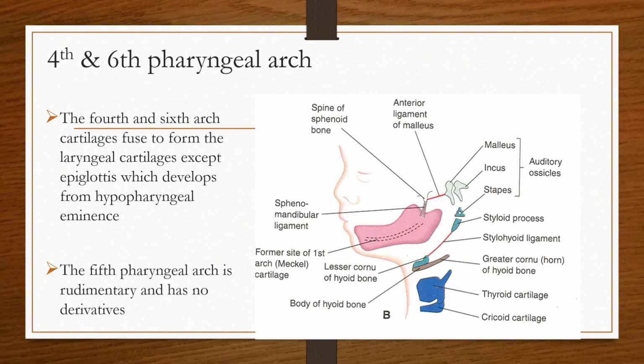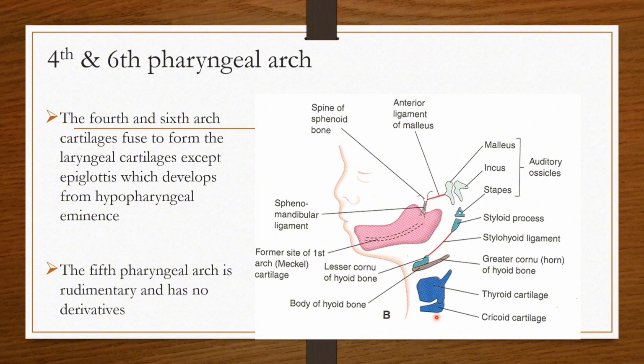Then the fourth and sixth pharyngeal arches: their cartilages fuse to form the laryngeal cartilages except the epiglottis, which develops from the hypopharyngeal eminence. This is very important from the MCQ point of view because you have to memorize that all of the laryngeal cartilages are formed from the fourth and sixth arches except the epiglottis, which is formed from the hypopharyngeal eminence. The fifth arch is usually rudimentary and has no derivatives.